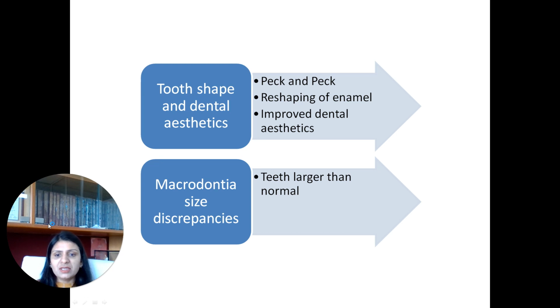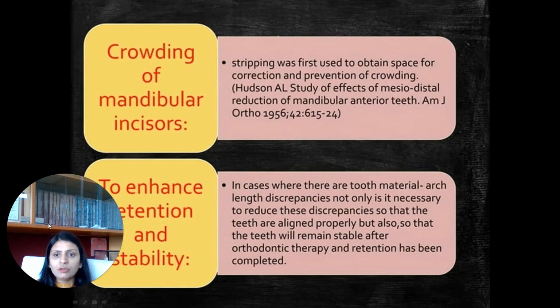Macrodontia size discrepancies, as I mentioned earlier also, if the teeth are larger than normal, then we go for proximal stripping. Crowding of mandibular incisors. Hudson et al. conducted a study and concluded that to obtain space for correction and prevention of crowding in the lower arch, stripping can be used. And to enhance retention and stability, as quoted earlier, Rayleigh-Williams suggested proximal stripping to enhance the stability and decrease the chances of relapse.